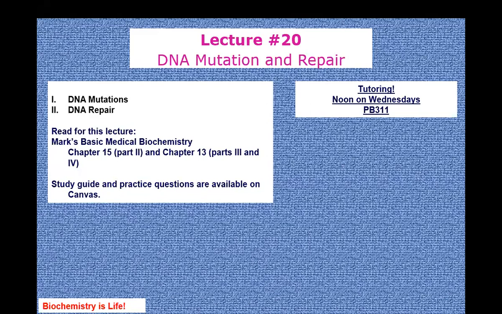Now that we've spent some time talking about DNA replication, and ultimately we talked about RNA replication and protein synthesis, now we want to talk a little bit about, well, what happens when something goes wrong? So we'll talk about DNA mutations, and the fortunate thing for us as living beings is that when these things go wrong, we often have ways to correct them. So let's talk about DNA mutation to begin with.